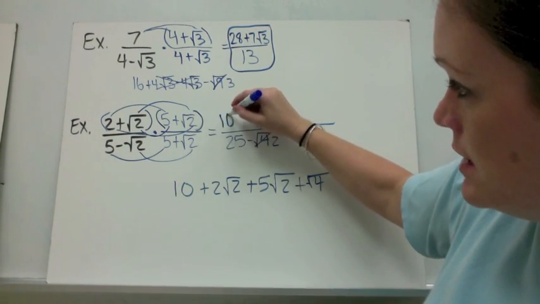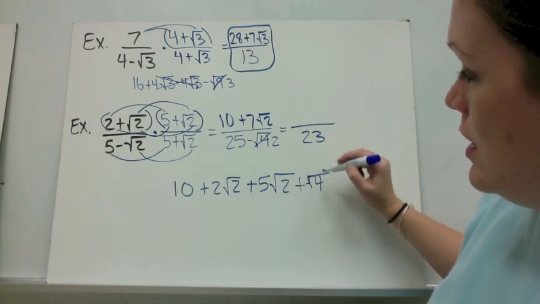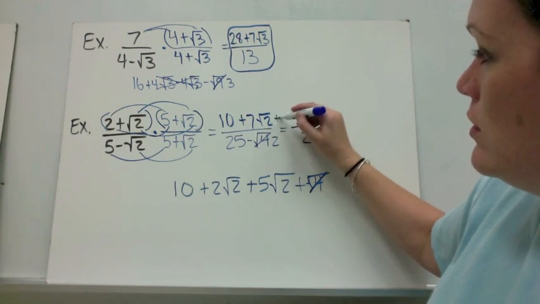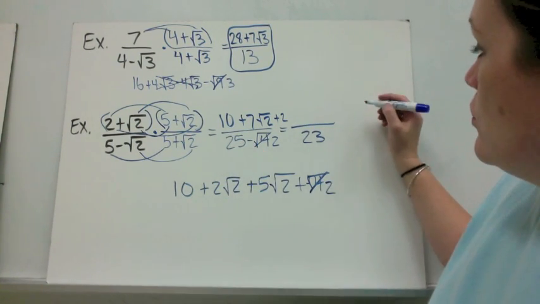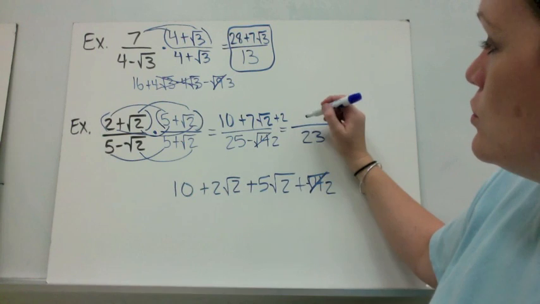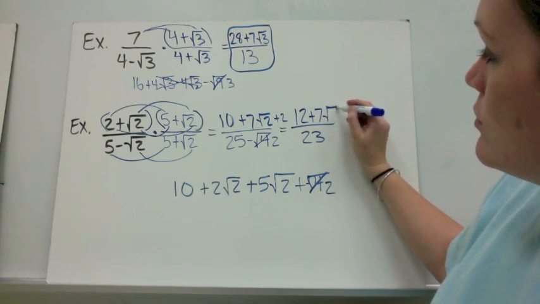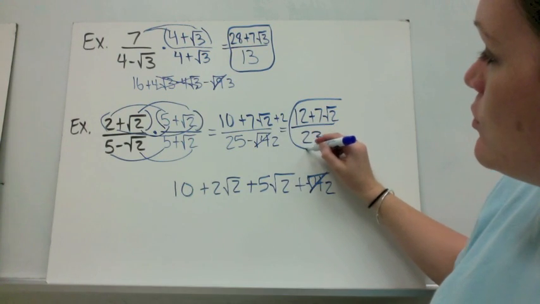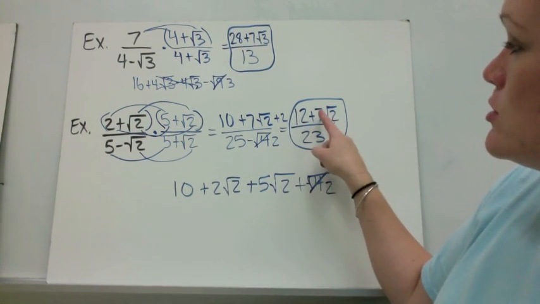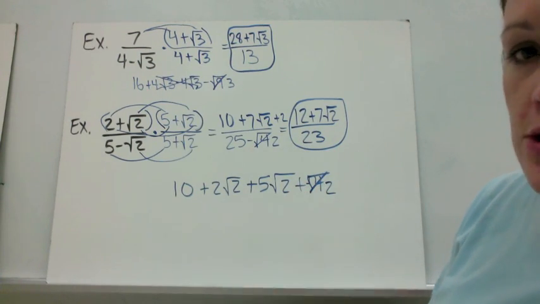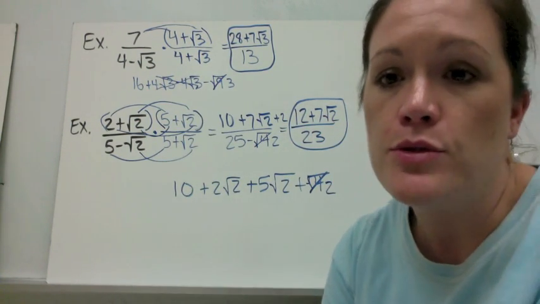So now I've got 10 plus 7 square root 2, and the square root of 4 would be 2. So we could say our final answer would end up being 10 plus 2 is going to be 12 plus 7 square root 2, and we already have 23 in our denominator. And again, you could check to make sure these numbers out front can't reduce, but if not, that's all you can do. So 12, 7, and 23 cannot reduce, so we leave it like that.